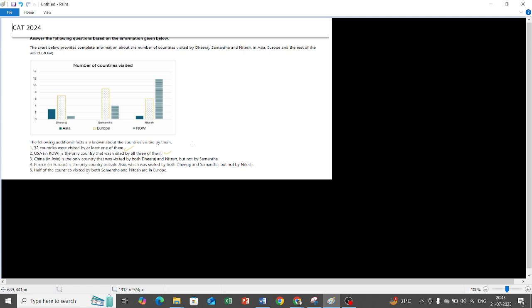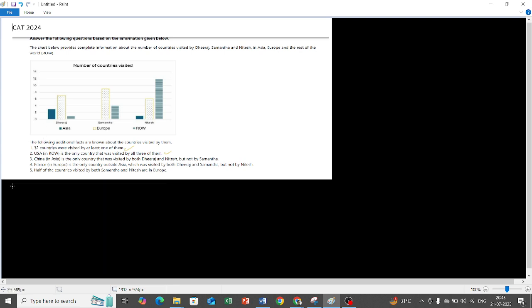If you read these instructions, you will be able to understand it's a Venn diagram sum. That much knowledge you should have. Now the problem is that there are two types of sets involved. One is the people, Dheeraj, Samantha, Nitesh, and the other is the types of countries, Asia, Europe and ROW. It is not only the number of countries, it is the type of countries. So we will make three Venn diagrams.